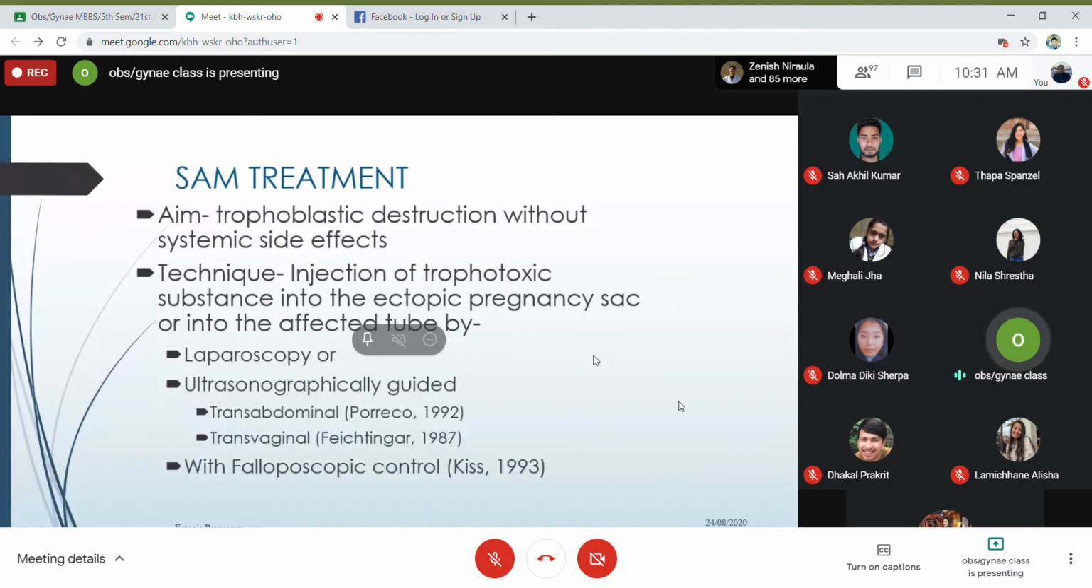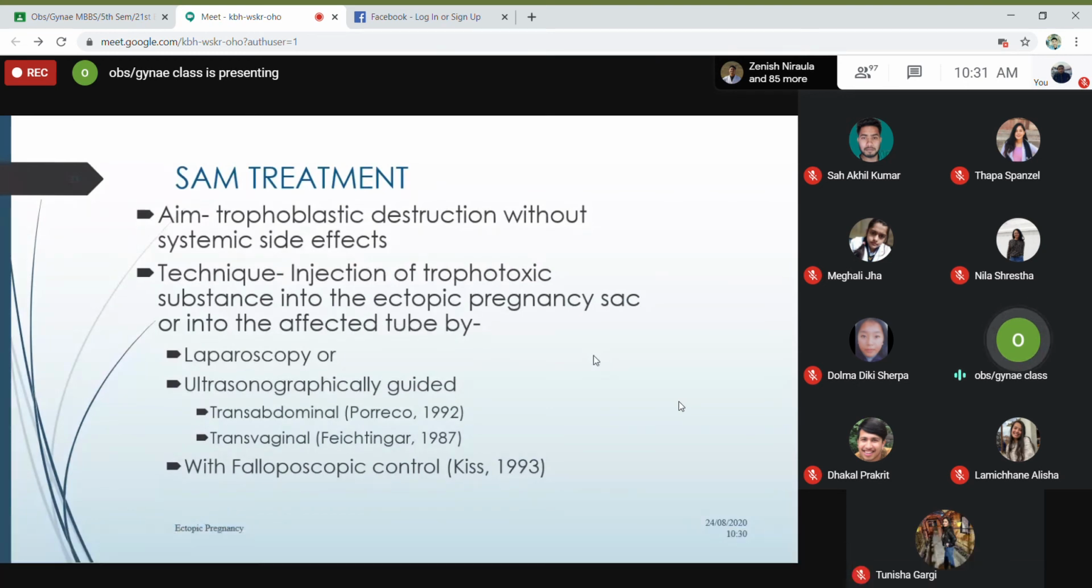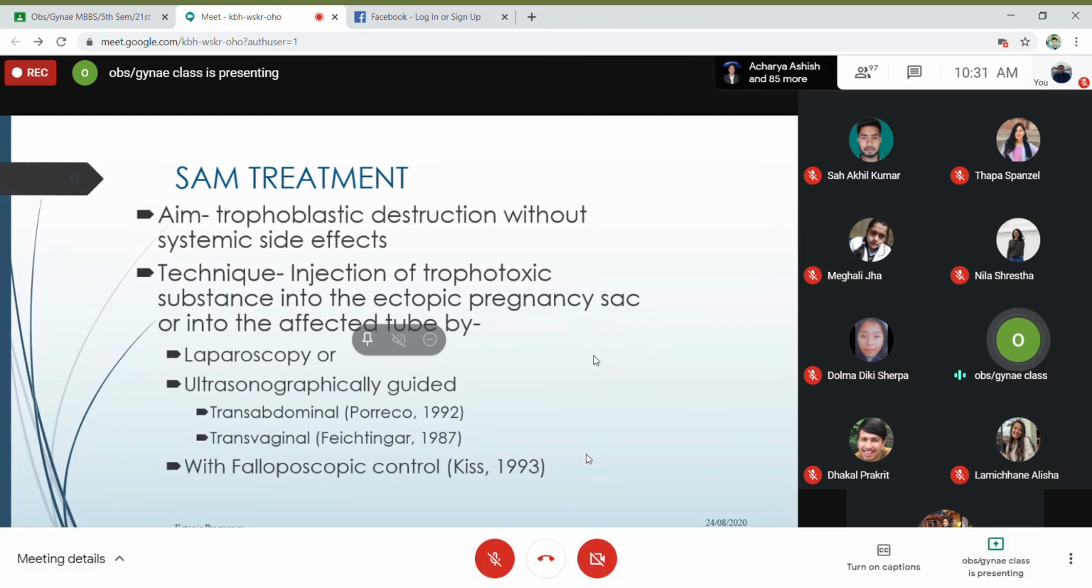So surgically administered medical treatment. The aim is trophoblastic destruction without systemic side effects. So you are putting the medicine directly into the gestational sac, so it is not going systemically, okay?